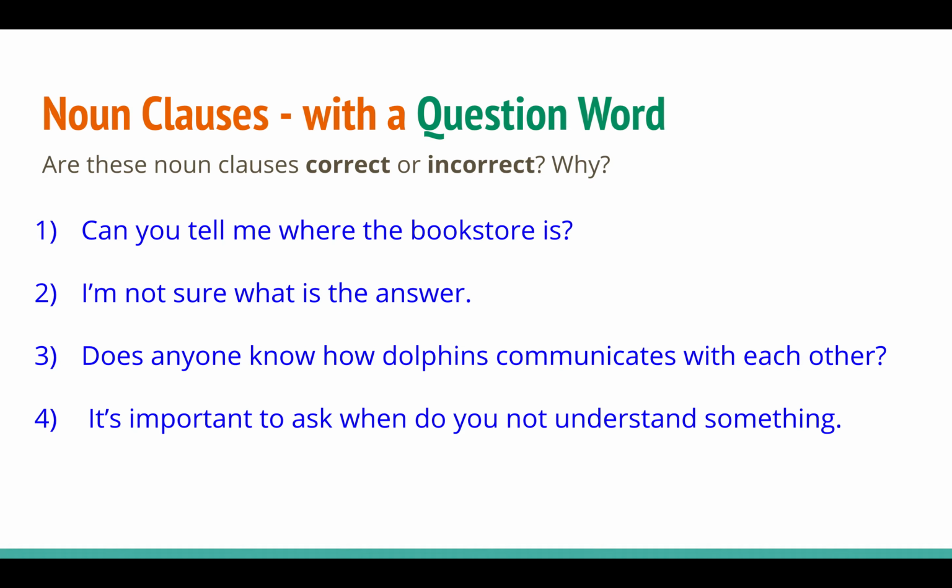Okay, so here are the answers. Number one is actually correct. Can you tell me where the bookstore is? Notice we have a WH question, then we have the subject, and then we have the verb, right? It goes subject, verb, order. That's perfect. Number two is incorrect. This is because we need to switch these two. They have a word order problem. I'm not sure what the answer is. The answer is the subject, so it needs to go before the verb.